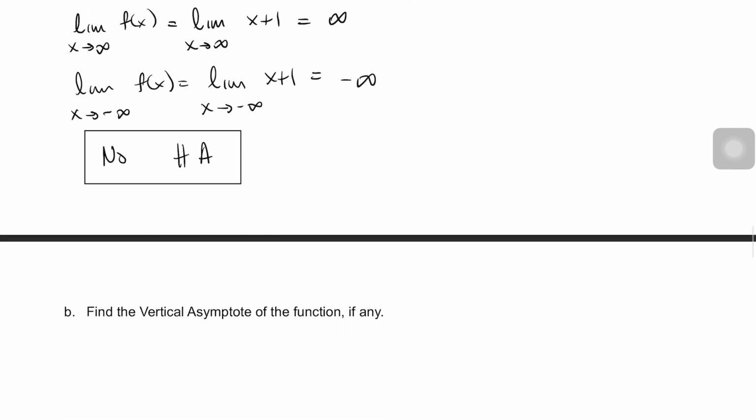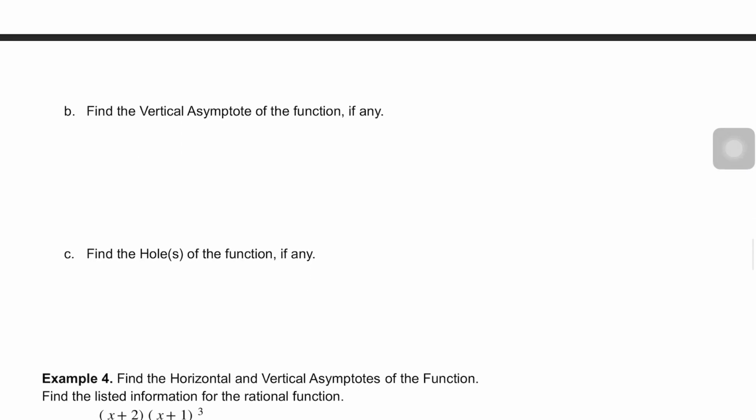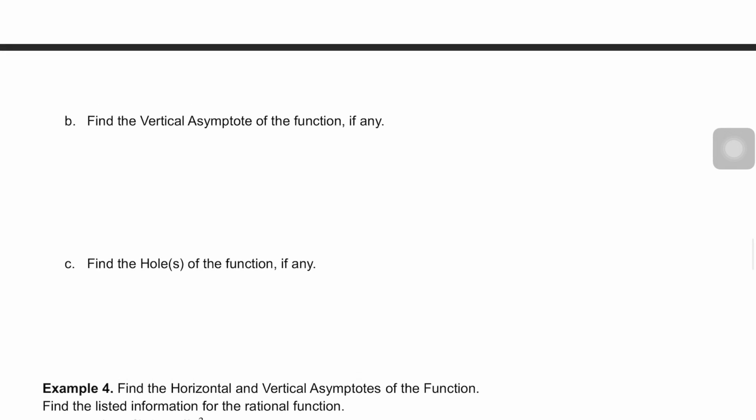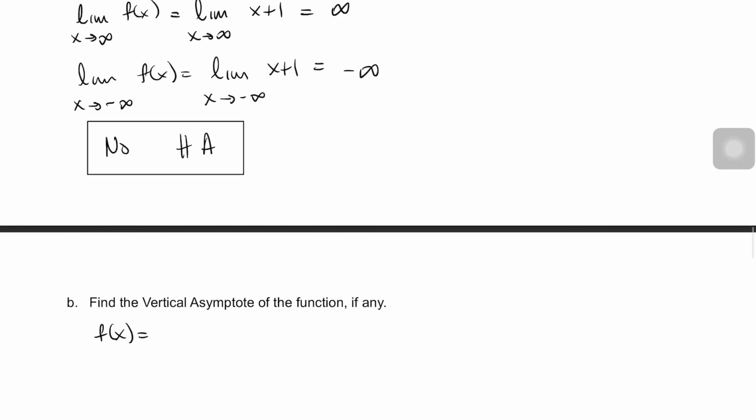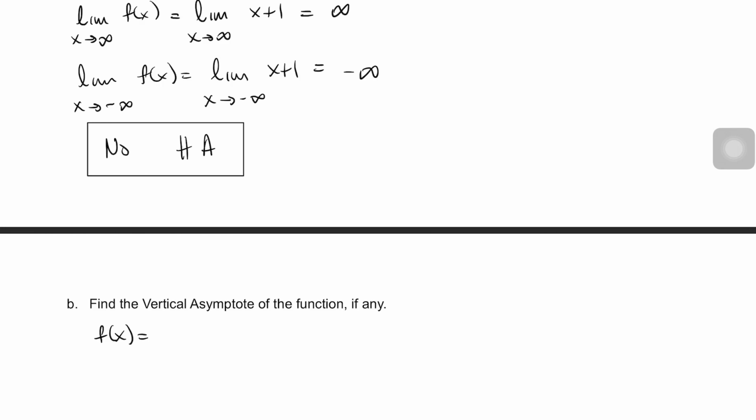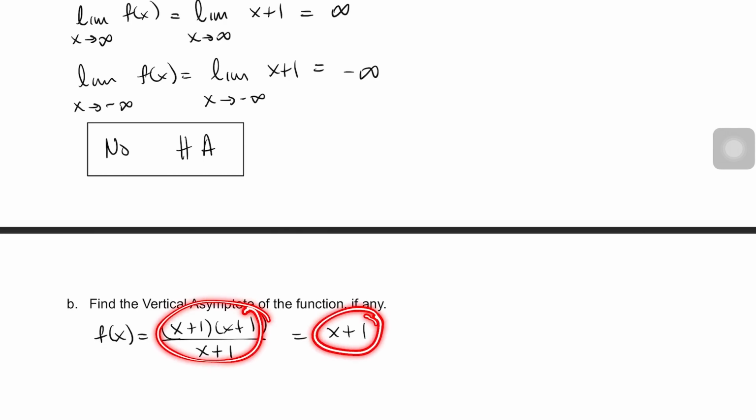Because those are not real values. Let's move on to part B. Let's find the vertical asymptote. Like we said before, these two have the same behavior. So the functions x plus 1 times x plus 1 over x plus 1 and x plus 1 share the same vertical asymptote behavior. If this one has a vertical asymptote, then this will have a vertical asymptote.